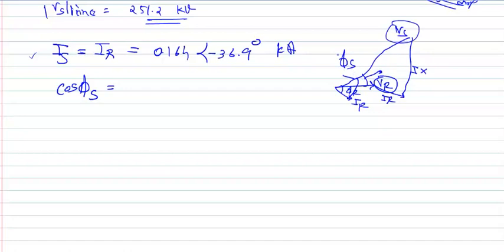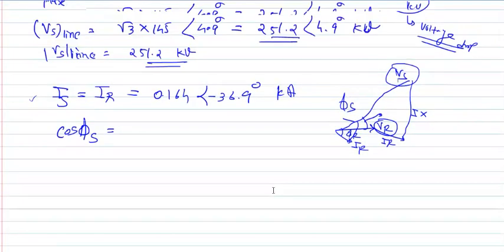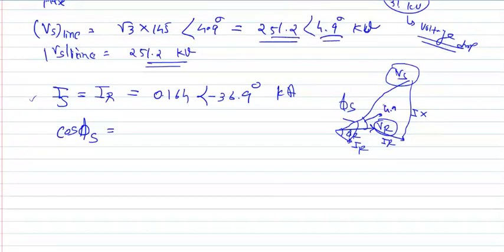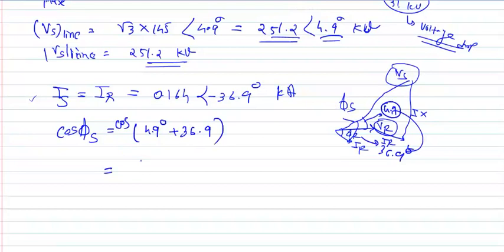So what is the angle with this Vs that we have calculated? This value is 4.9 and this value is 36.9. So add these two, so we have this phi s. So phi s is basically 4.9, sorry, plus 36.9, right? So this total angle is your phi s. So now the cosine of this angle, which is your phi s.